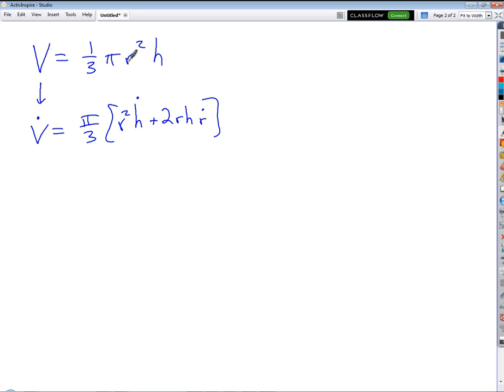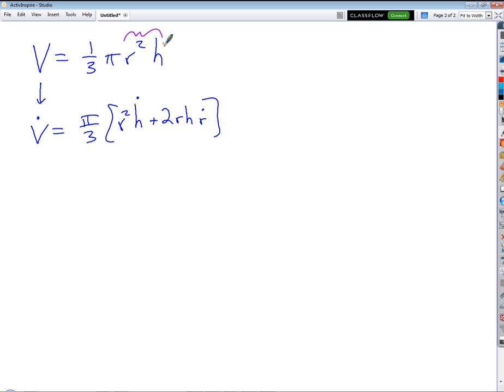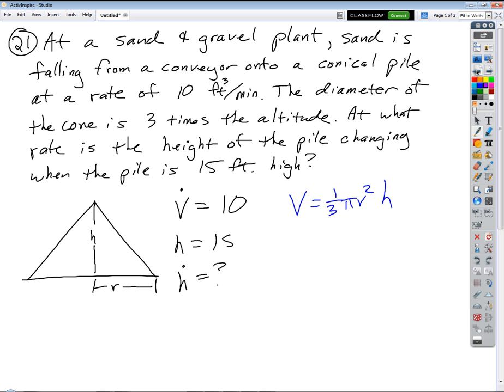Why did we do the derivative again? Well, what is this right here? That's a product, so we have to use the product rule. I understand that, I'm just wondering why we were doing the derivative. Is it because the derivative is what we've been given? Well, because look what the question's asking for. It's asking for H dot, and we're given a V dot. So it's just because they asked us for a derivative.